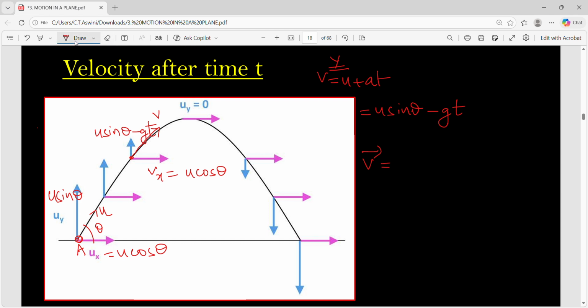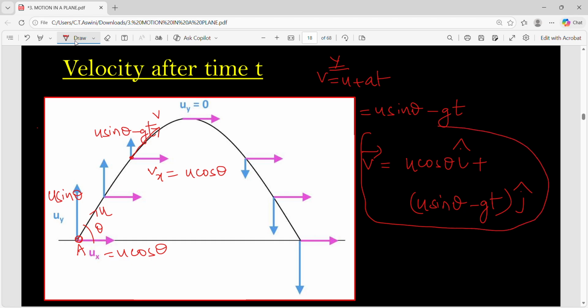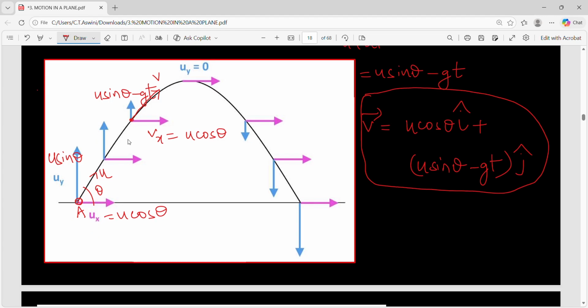So you can write it like x component u cos theta i cap and y component u sin theta minus gt into j cap. So this is your velocity of the projectile after certain time t. Will you do it in this way? This is a concept, but what will you do? Just take x component, x direction, y direction. Apply v is equals to u plus at and take the resultant, under root of x component square plus y component square. That's it.